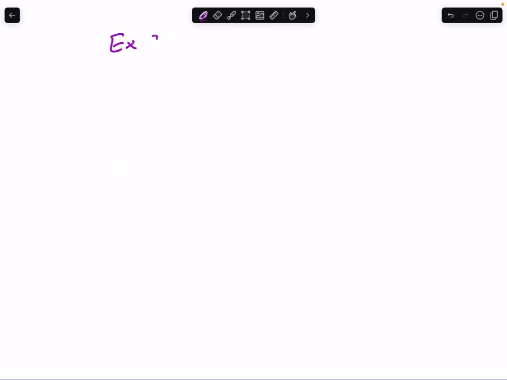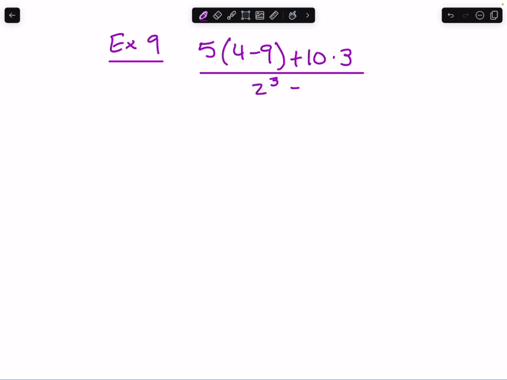Okay, example 9. In example 9, we are dealing with 5 times 4 minus 9 plus 10 times 3, all divided by 2 cubed minus 1. Okay, now we can deal with the numerator or denominator first. I'll begin with simplifying the numerator first. So we work inside grouping symbols. 5 times 4 minus 9 gives us a -5. Plus 10 times 3. So we're done with the grouping symbols in the numerator. Just copy the bottom down, 2 to the third minus 1.